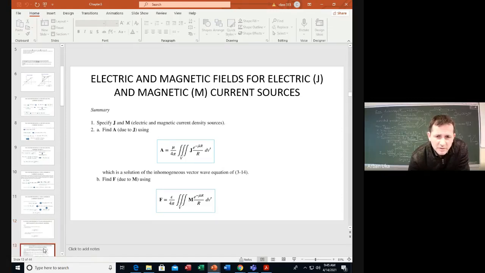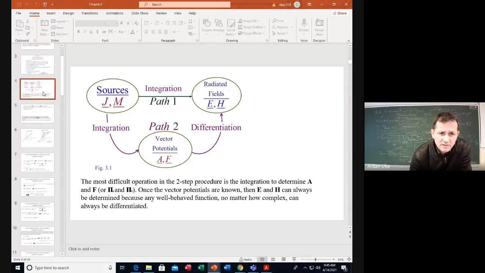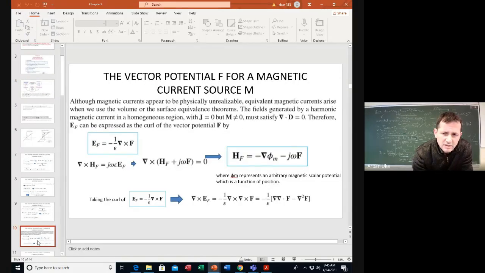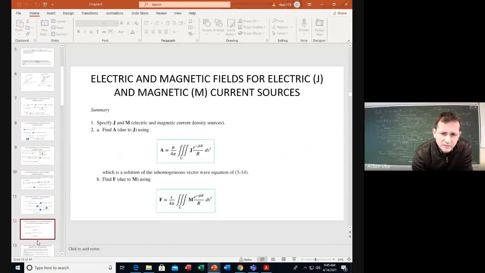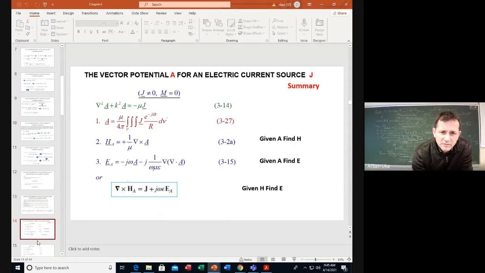So in principle, this is how we'll try to find A, using the trick that was defined in chapter 4, which says it is better if we find A and F initially because of the current density and the magnetic current density. And from these expressions, now this is a summary of what we saw in the previous slides.